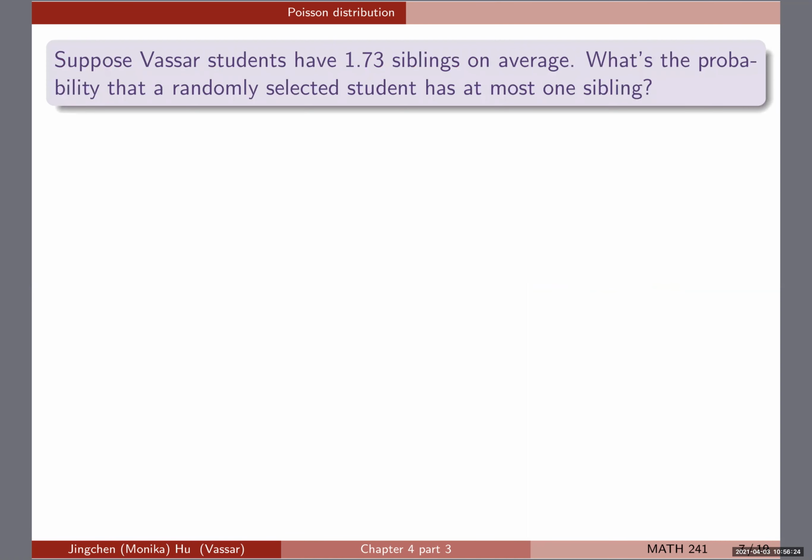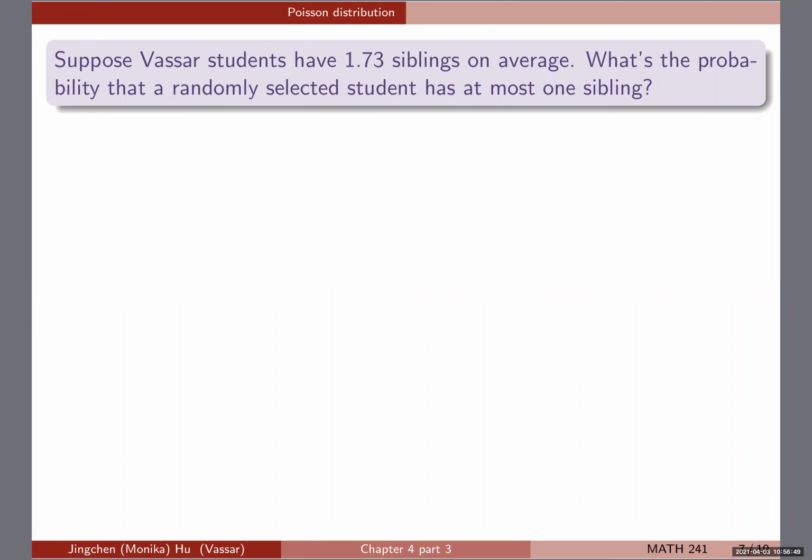With all of this in mind, let's look at a quick example. Suppose VASA students on average have 1.73 siblings. What is the probability that a randomly selected student has at most one sibling? Since the number of siblings is a count, and it's typical, we can use a Poisson distribution to model it.